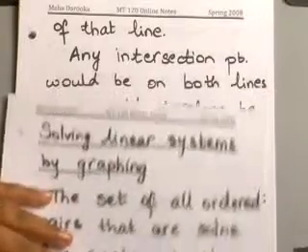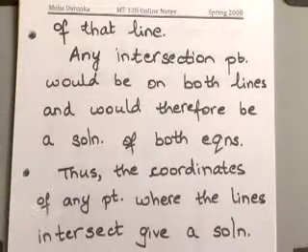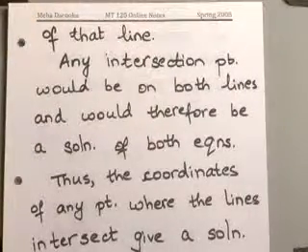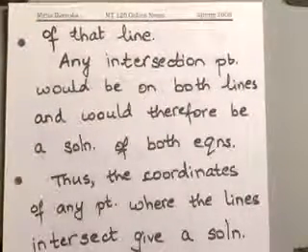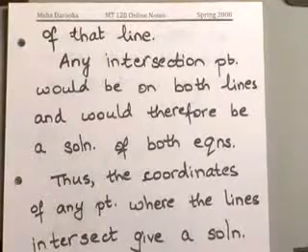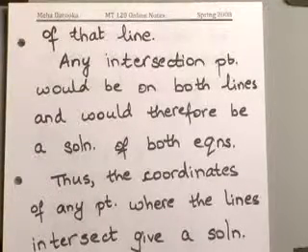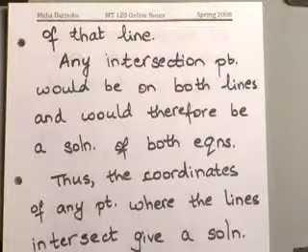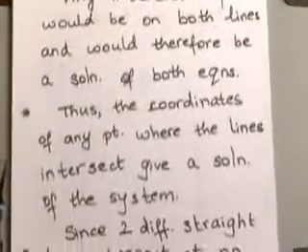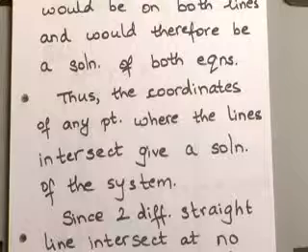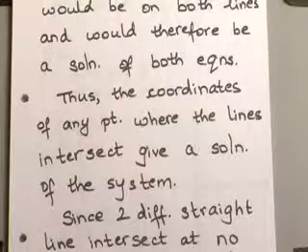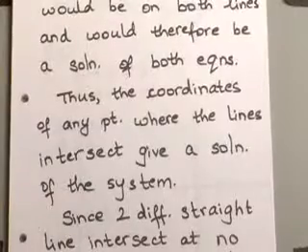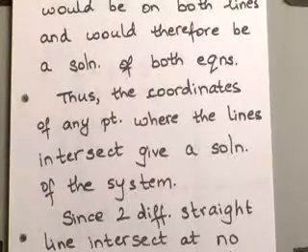Keeping that in mind, if you have an intersection point, it would be on both the lines, and that means it would be a solution for both the equations. So an intersection point being on both the lines will be the solution of your equations. The coordinates of this point, the point of intersection, or where the lines intersect, that's your x and y, will be the solution of your system.